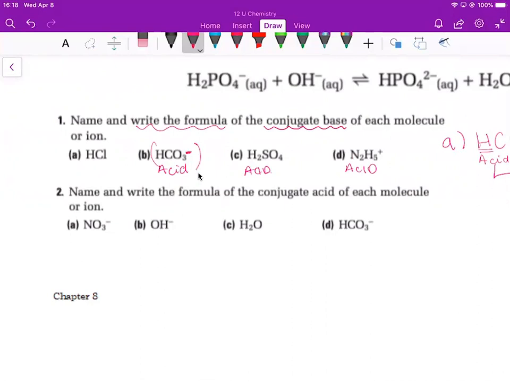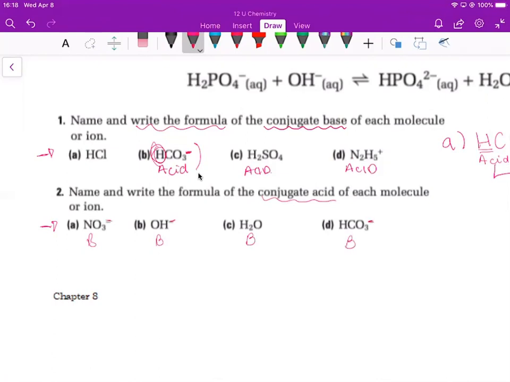As a rule, most things that are positively charged or neutrally charged are going to be acting as acids unless they have 2 or more hydrogens. In that case, they're called polyprotic. So in this case, carbonic acid does have 2 hydrogens. If you look at number 2, where it's asking, write the formula of the conjugate acid, so all of these are going to act as bases, most of them are negative.